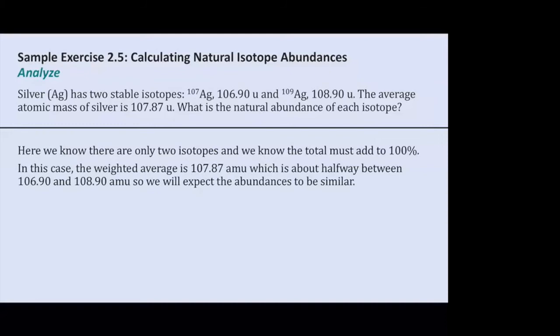In this case, the weighted average is 107.87. That's from the periodic table. And we're just thinking about it now. It's about halfway between, right? Think about your answer. In this case, you don't have the answer yet. Think about what you're doing.